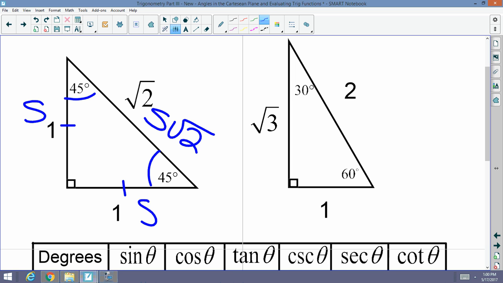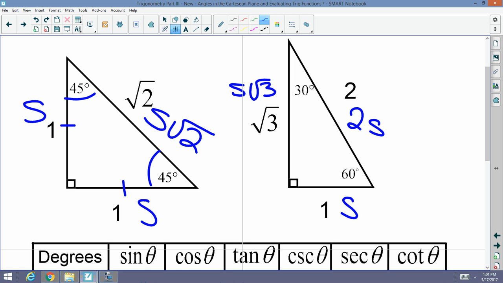The 30, 60, 90 triangle works very similarly. It has an exact formula. The side across the 30 is always my small side. We call that S. The side across the 60 is always the small side S times square root of 3. And the hypotenuse of a 30, 60, 90 is always 2 times the small side S. In this particular case, the small side is 1, so therefore the side across the 60 is square root of 3, and the side across the 90 is 2.